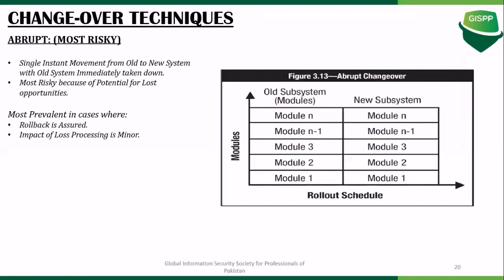But this is more prevalent in cases where rollback is assured, where you have a complete rollback or fallback plan in place, and your fallback plan has a risk-based approach in it. You have certain milestones within your rollback mechanism. So this can help you in adopting the abrupt changeover technique, and you can start shifting the traffic in one go. This can also be adopted in cases where the impact of business loss is quite minor. So these are the three changeover techniques.